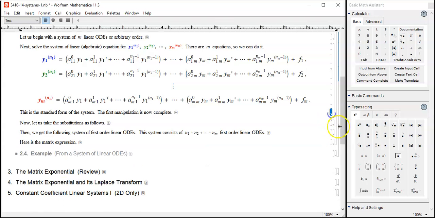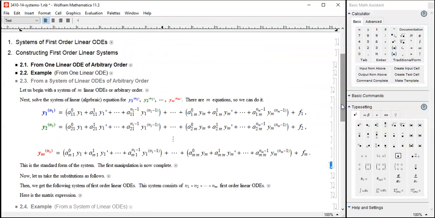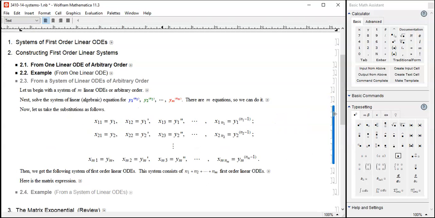And down below somewhere, I use Mathematica commands to actually get those done, but I don't think that's really important. Anyway, the idea is you can solve for these derivatives, and then you take these substitutions: x11 is y1, then x12 is the first derivative, x13 the second derivative, and so on. And y1 is complete. Next, y2 prime, y2 double prime, until everything is done.